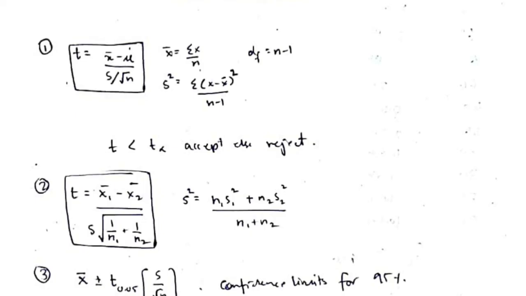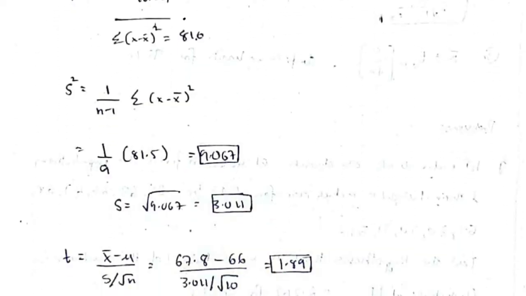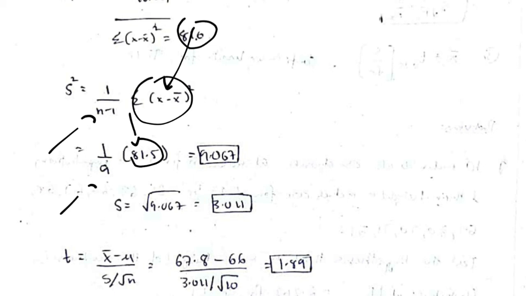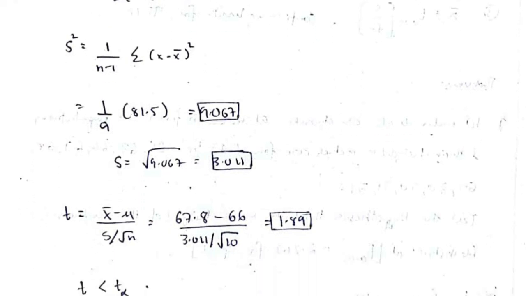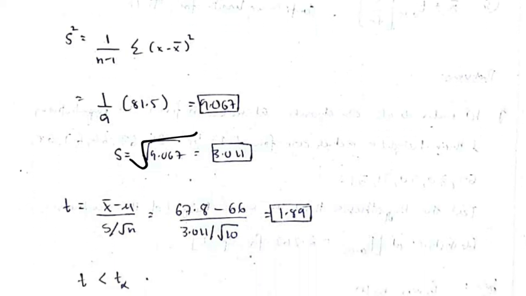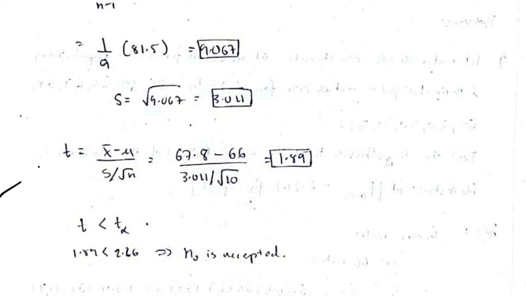The formula for s is: s square is equal to the summation of x minus x bar whole square by n minus 1. For that we found the summation here. We'll use this summation value in this equation. The n value we know, so 10 minus 1 is 9, and we divide this value by it to get the s square value. Then we find s by taking the root of s square. This is the s value. After you get s, we substitute back in the t equation to get the t value.